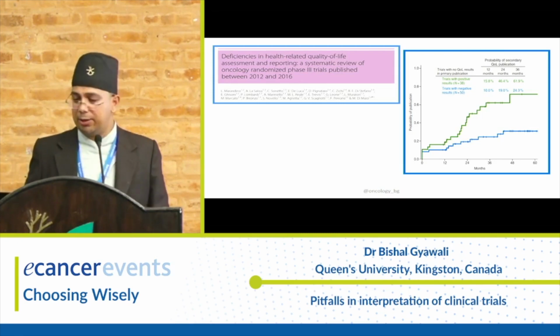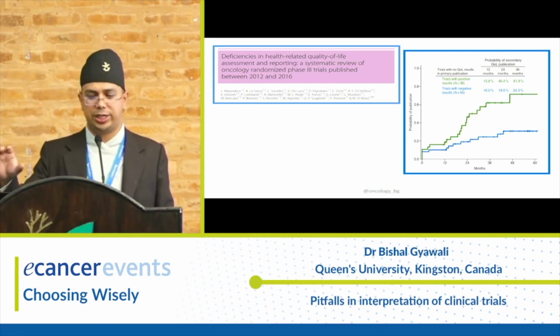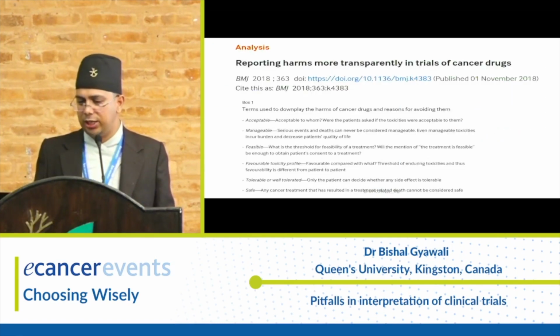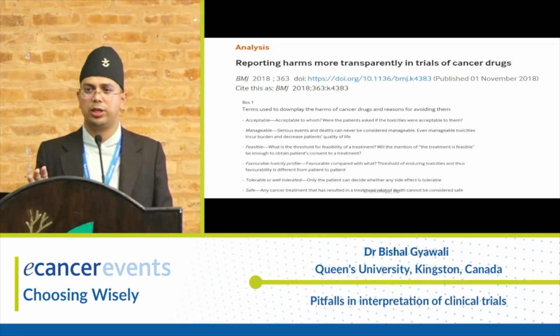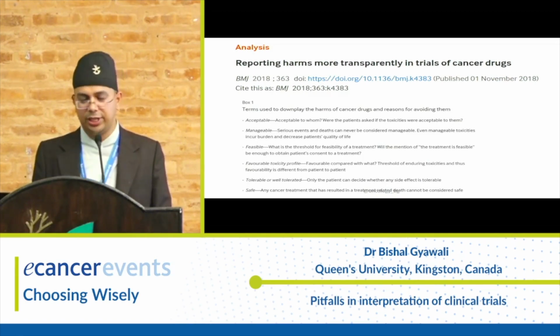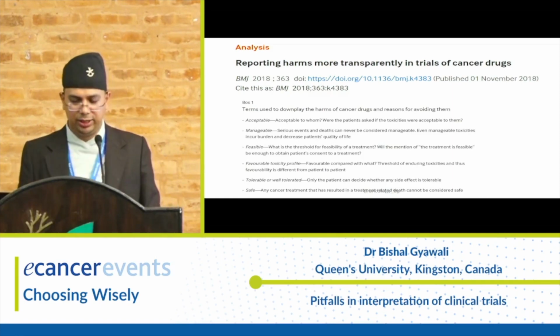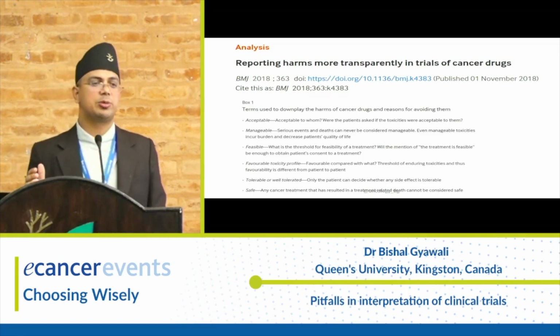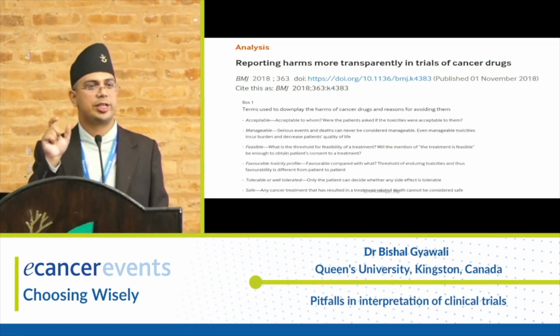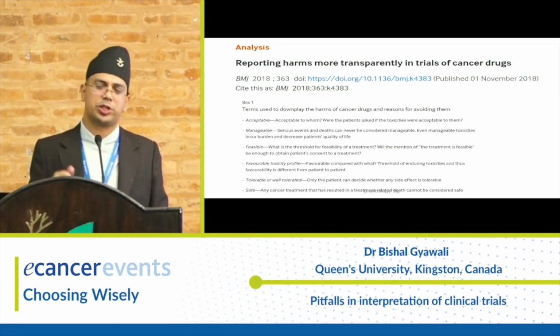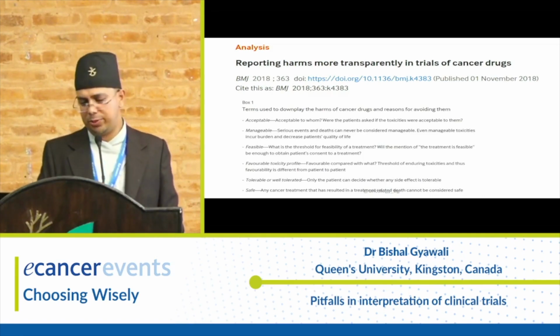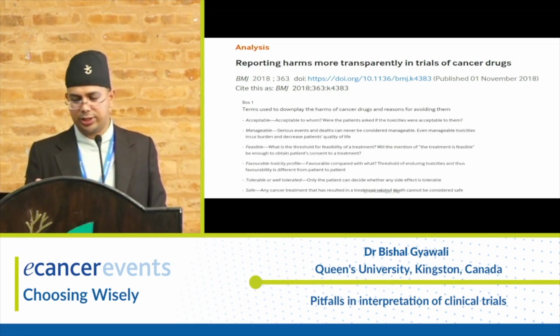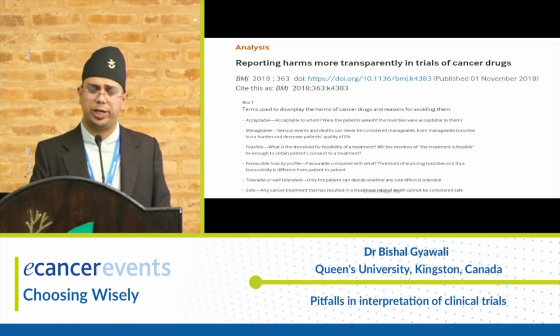And when you are reading an abstract, especially when they are summarizing the toxicity data, the side effect data, they will use certain terms to make us fool. So while describing side effects, they will say the side effects were acceptable. They will say the side effects were manageable, feasible, favorable, tolerable. The treatment is safe. They will use these terms. They will not give you the exact numbers, but they will use these terms to describe side effects. That's why we have to read the results, because these are meaningless words. These are just terms that are used to downplay toxicities.